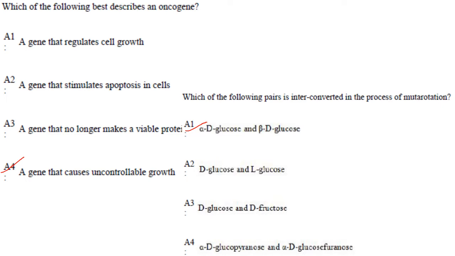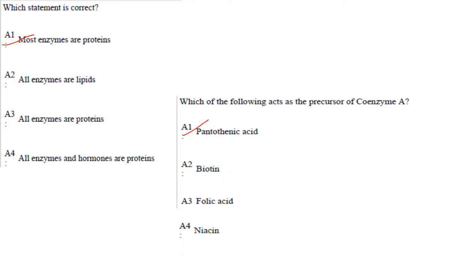Which of the following pairs is interconverted in the process of mutarotation? So it is alpha D-glucopyranose and beta D-glucose. Okay, oh, they have given alpha D-glucofuranose. No. It is option A, that is alpha D-glucose and beta D-glucose. Answer is option 1.